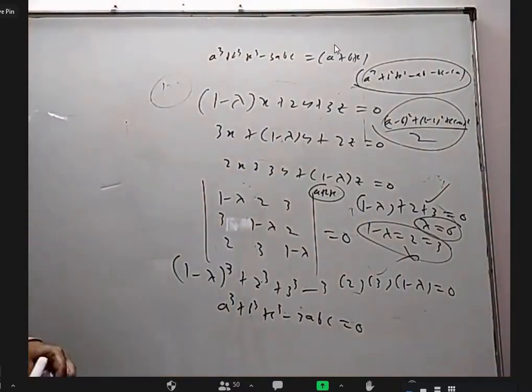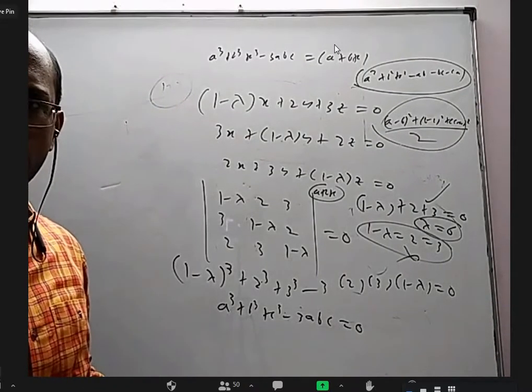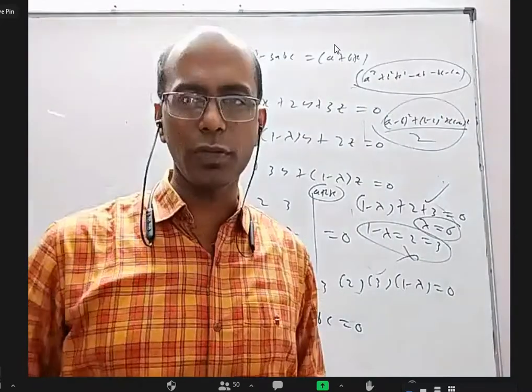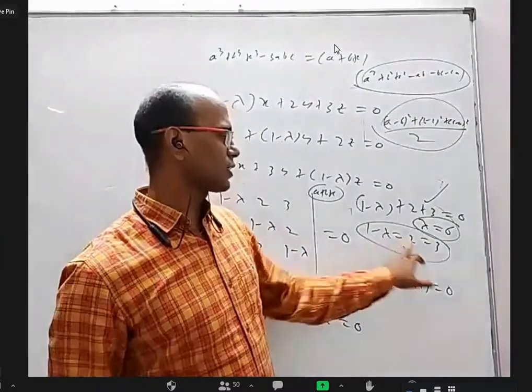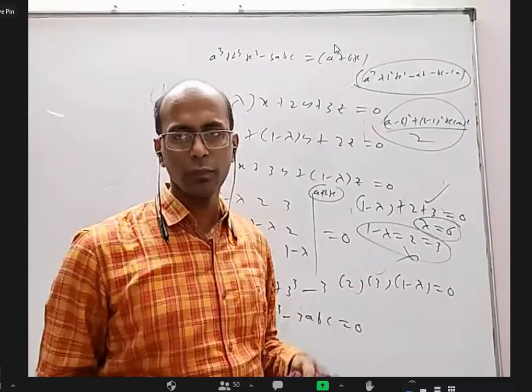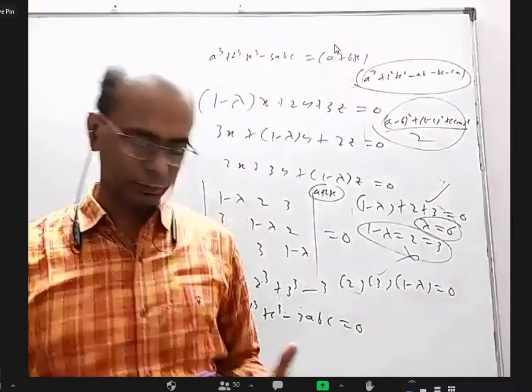Sir, you said a equals b equals c, then we get 2 values of lambda, no sir? No, that's why it is not possible. How can one lambda simultaneously have 2 values? See, 1 minus lambda equal to 2 equal to 3. You are saying this equal to this gives one lambda, and this equal to this gives another lambda, but first of all these two should be equal. Okay, so it is not possible.